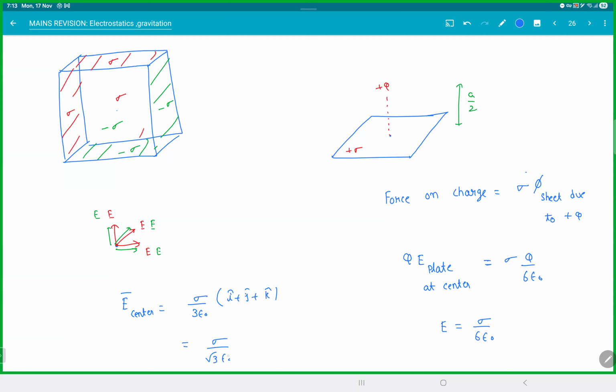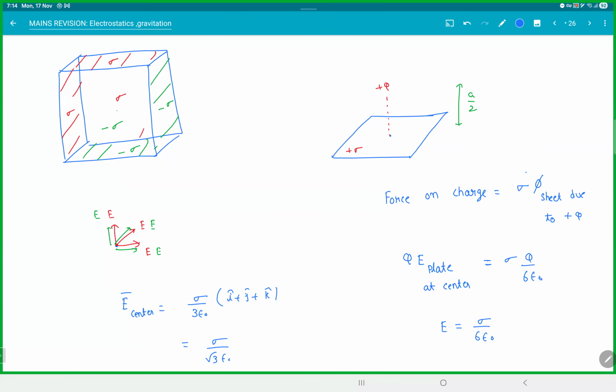This can be an integer type question. They'll give you sigma by root x epsilon, find x. Clear with this? This is a good one. This will go beyond mains, but it's a good one. Clear with the concept? So you can play around like that with flux questions also.